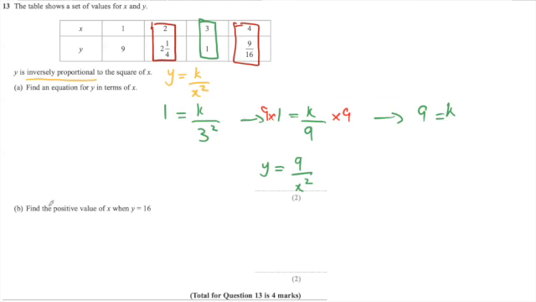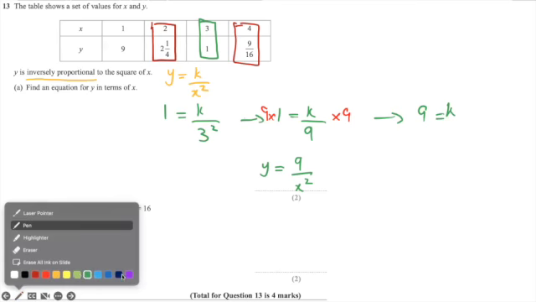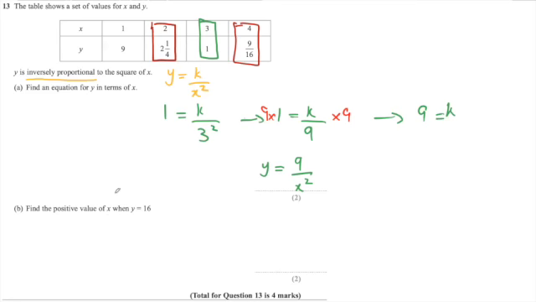Now for part B, find the positive value of x when y equals 16. Okay, so what is the x value when y equals 16? We'll use the same equation that we found in part A to work this out. So the equation we have is y equals 9 over x squared, and we are given that y equals 16, and we need to find x. We'll put 16 in place of y, so this becomes 16 equals 9 over x squared.